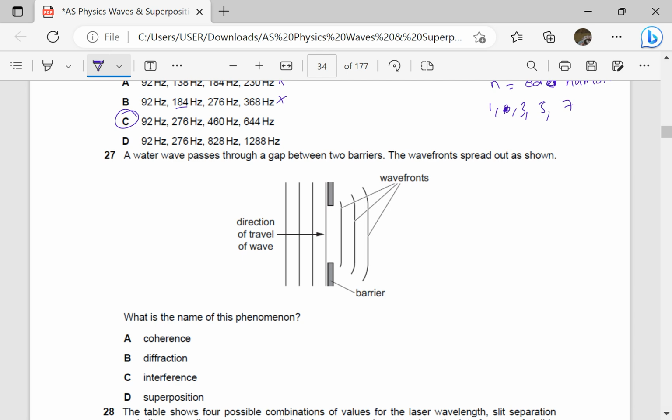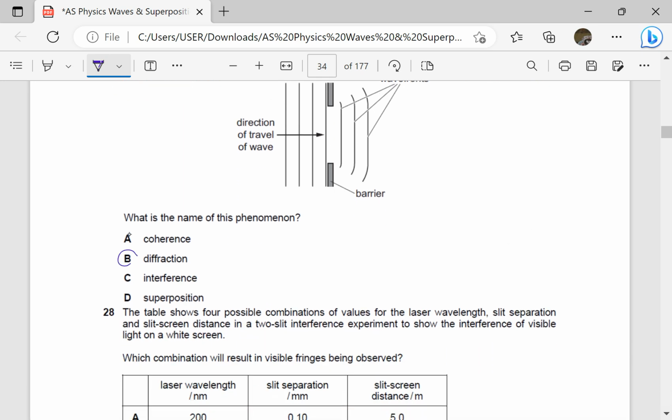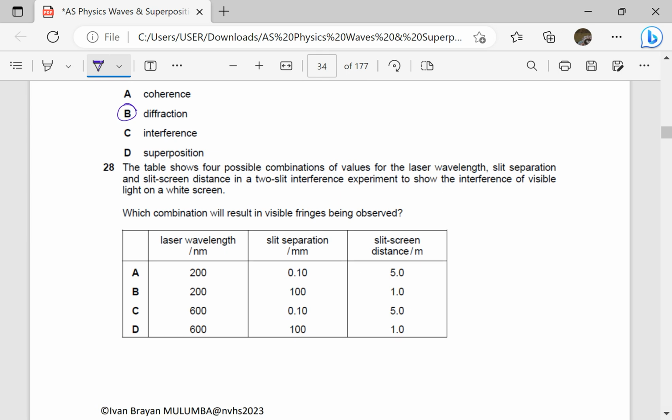A water wave passes through a gap between two barriers. The wavefront spreads out as shown. What is the name of this phenomenon? That is automatically diffraction. The table shows four possible combinations of values for the laser wavelength, slit separation, and slit-screen distance in a two-slit interference experiment to show the interference of visible light on a white screen. Which combination will result in visible fringes being observed?